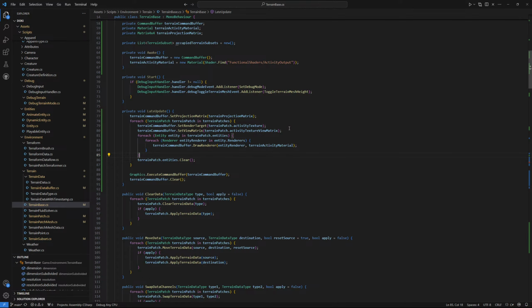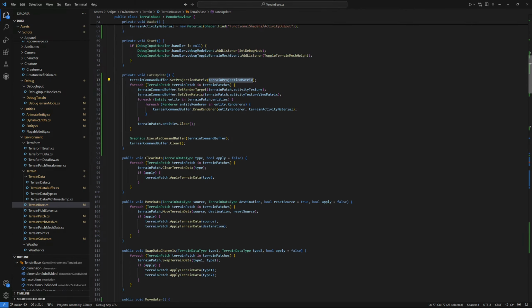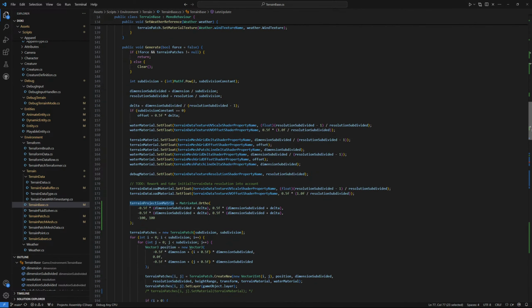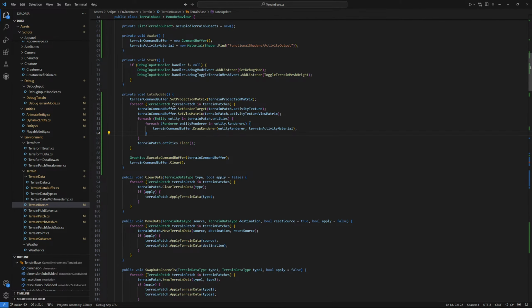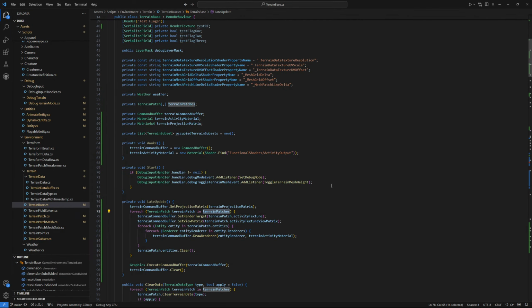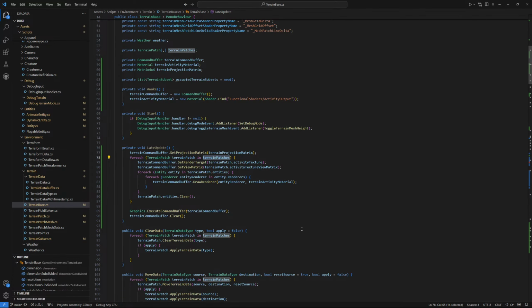Okay, but why do we not write to the texture with this setup instead? So in late update we do set projection matrix, terrain projection matrix, and this one is set to the correct matrix. Left, bottom, yes. And then for each terrain patch in terrain patches. Ooh, can we do it like this? Or do we need to? No, we should be able to.